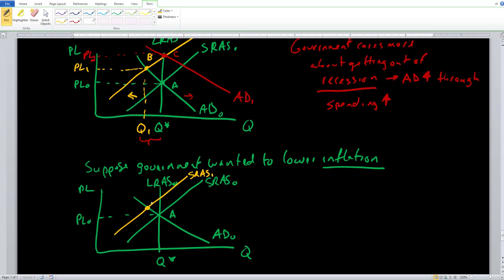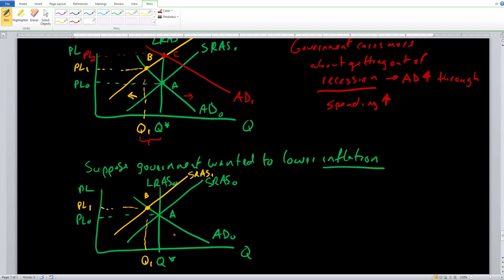And here at point B, we have higher prices, and we're in recession once again. So Q1, and we're in recession, PL1. Higher prices, we're in recession. But now suppose that the government wants to lower inflation, keep prices back to the original point that they were at point A. What do you think they're going to have to do instead? Well, in this case, they're going to have to lower spending or decrease aggregate demand in order to get us back to our original PL0 price levels.